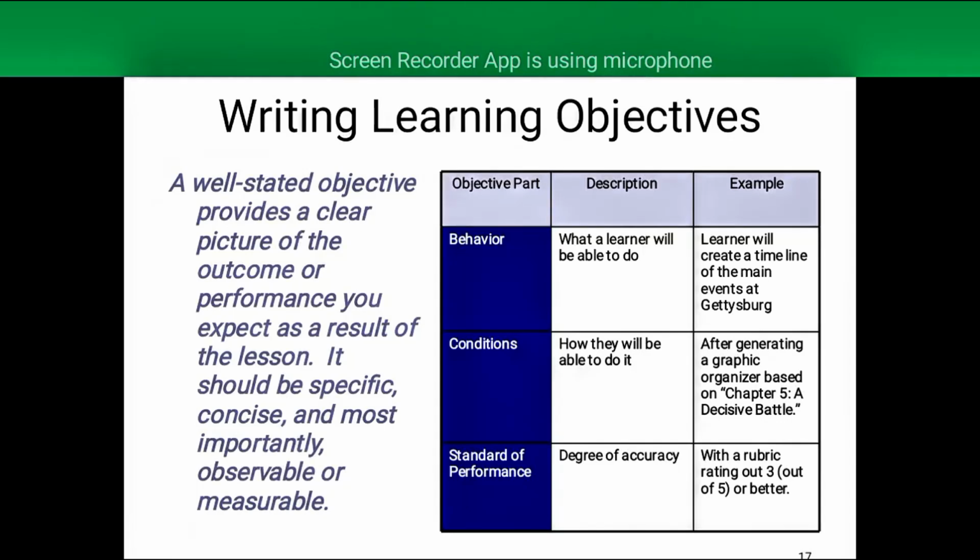Writing learning objectives. A well-stated objective provides a clear picture of the outcome or performance you expect as a result of the lesson. It should be specific, concise, and most importantly, observable or measurable. Number 1, behavior: what a learner will be able to do. For example, the learner will create a timeline of the main events at Gettysburg. Number 2, conditions: how they will be able to do it. After generating a graphic organizer based on Chapter 5, A Decisive Battle. Number 3, standard of performance: degree of accuracy. With a rubric rating of 3 out of 5 or better.